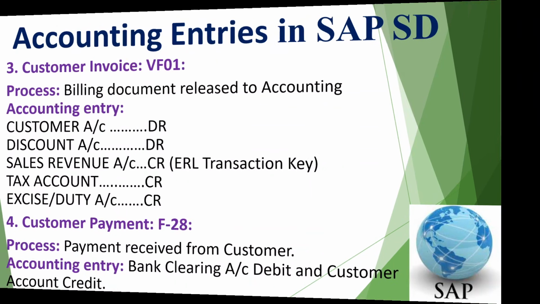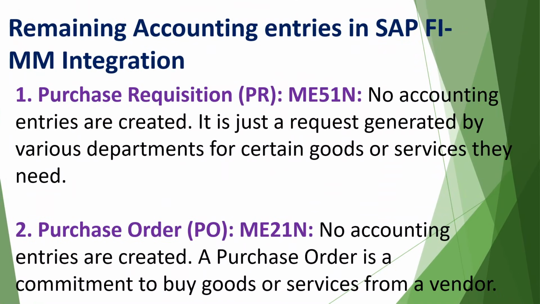Let's proceed further. Now we will talk mainly about the remaining accounting entries in the SAP FI and MM integration, which we had not covered as part of the previous video. So at the purchase order level, we have no accounting entry created, and purchase order is just a commitment to buy certain goods or services from a vendor by the company. Since it is just a commitment, that is why it does not create any accounting document as such.